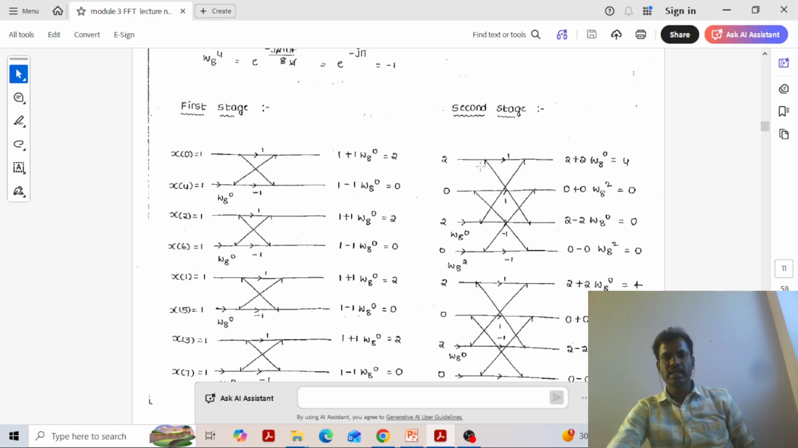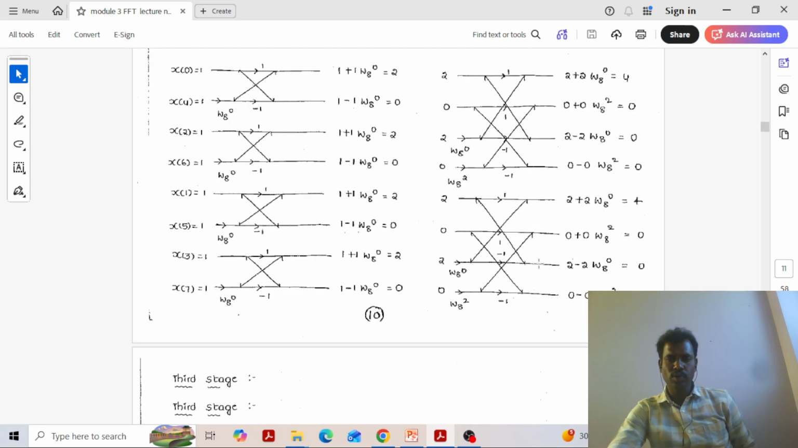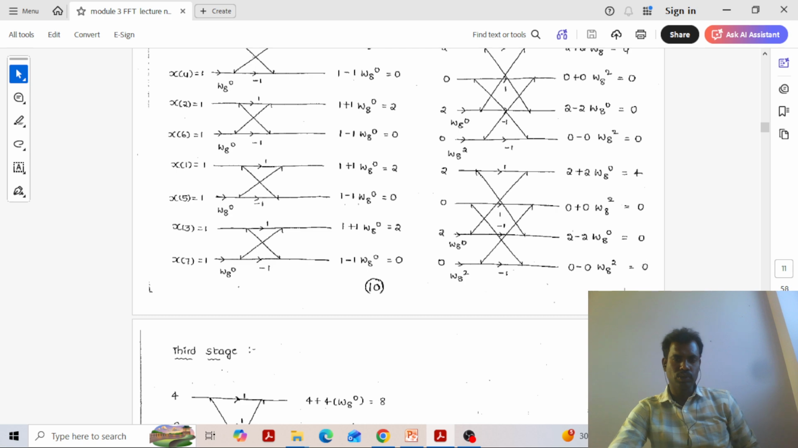The next stage: these 2 0 2 0 are applied to the next stage. W_8^0 and W_8^2 are multiplied before the stage. So 2 plus 2 gives 4. Here it is 0 plus minus j into 0, which is 0. When we subtract, 2 minus 2 is 0. Similarly, the other 4 points also give 4 0 0 0.